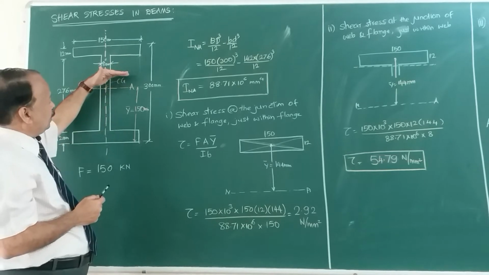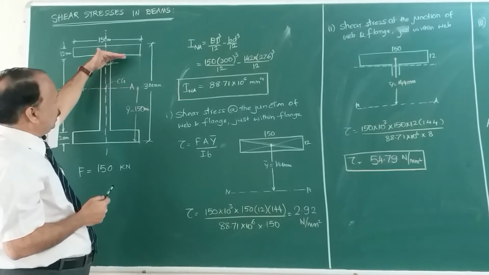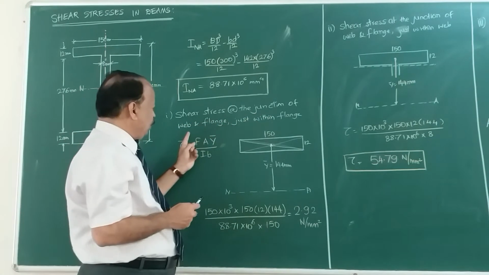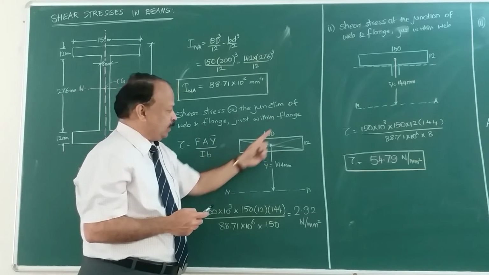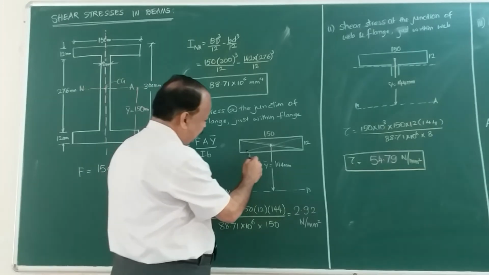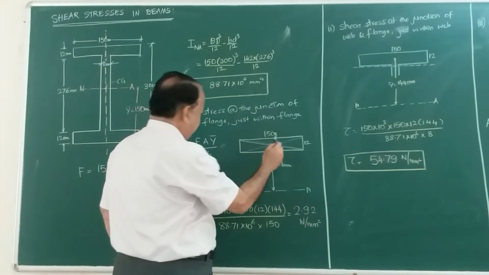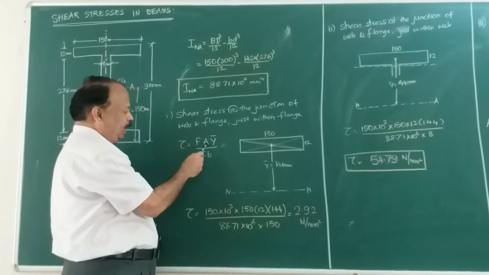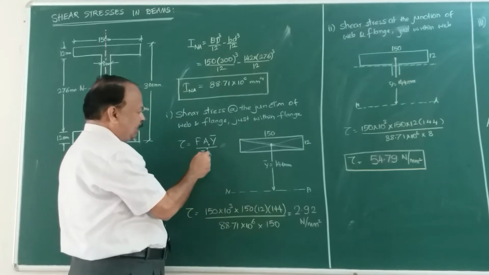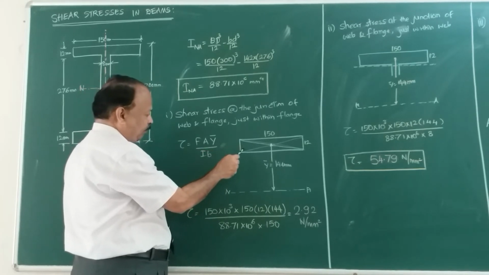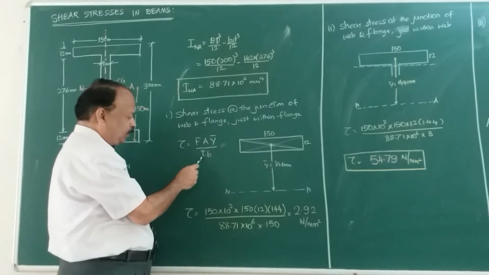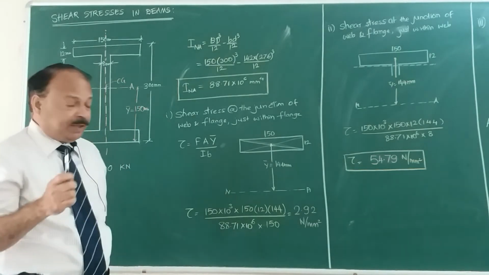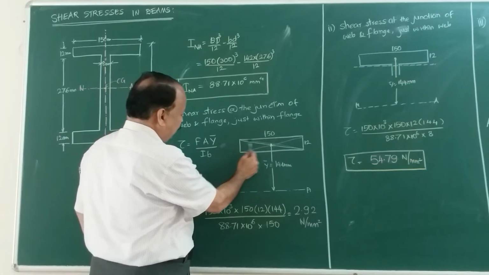As discussed earlier, we have to calculate shear stress at the junction of web and flange. First, the section just within the flange. So I will be taking a section just within the flange. Here in the formula, F is shear force, A is the area above our required level, y bar is the distance of the centroid of that area from neutral axis, I is moment of inertia of the whole section, and B is the width of the flange or width of the beam at the level we are considering.